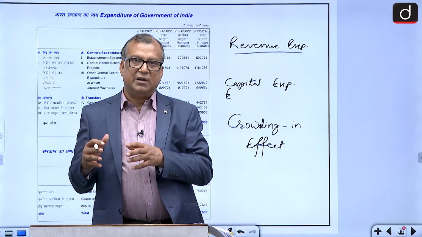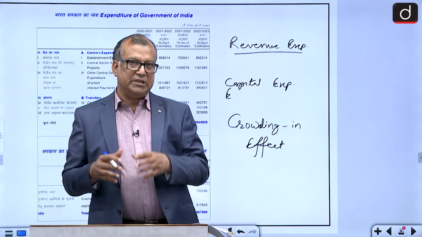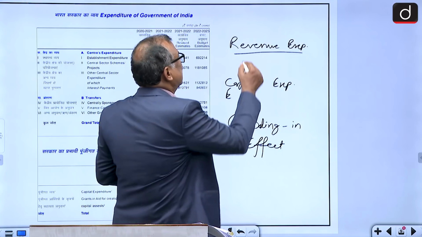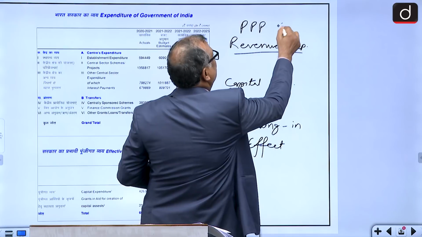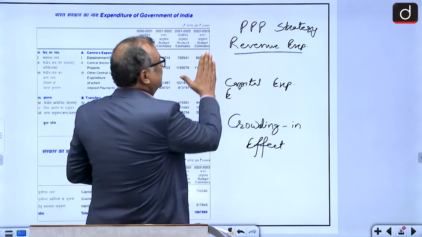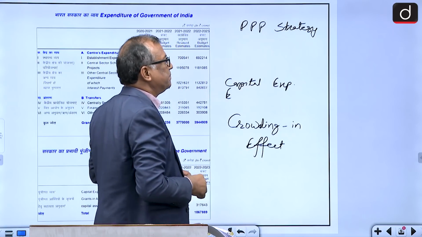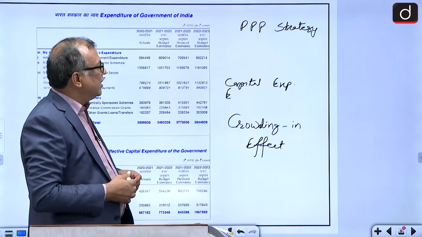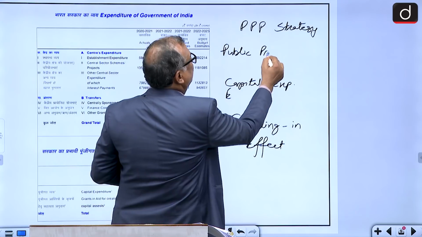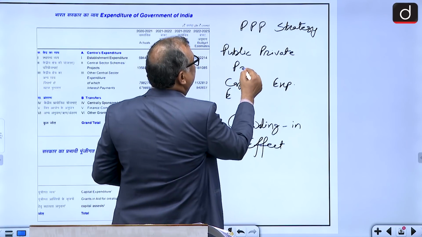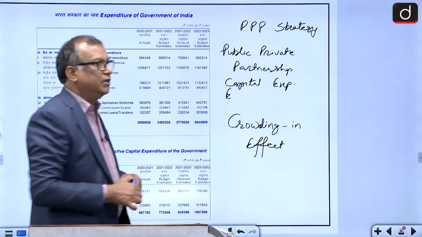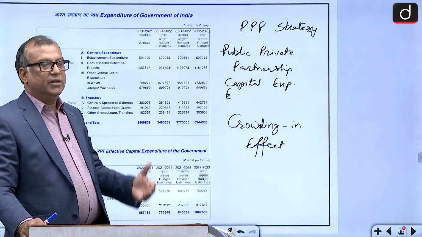So, effectively a huge private investment comes after public investment, capital expenditure particularly, and that creates a bigger multiplier effect in the economy. So, based on this understanding, government is having a PPP model or a strategy on the expectation that as the government makes capital expenditure on public infrastructure, private investment would also come. So, this is generally read as public-private partnership. PPP. First public investment, then private investment.